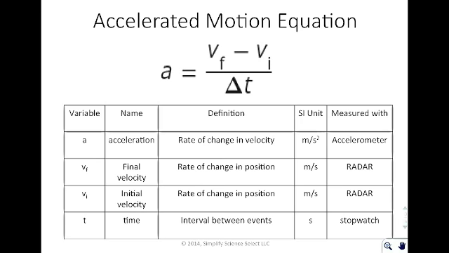This right here is the accelerated motion equation, and this is the version of the equation that we're going to stick with for this presentation. So you have A, which stands for acceleration. Acceleration, we've already talked about, is the rate of change in velocity and is measured in meters per second squared.